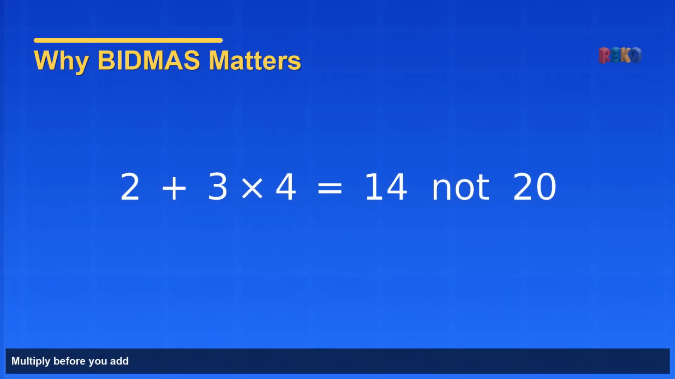Here's why the order of operations really matters. If we calculate strictly from left to right, 2 plus 3 gives 5, and 5 times 4 would make 20, which is completely wrong. According to BIDMAS, multiplication must come before addition, so we first do 3 times 4 to get 12, and then add the 2 for a total of 14. The difference between 14 and 20 shows how ignoring the rule can completely change an answer. This is why the BIDMAS order is essential for every multi-step calculation.